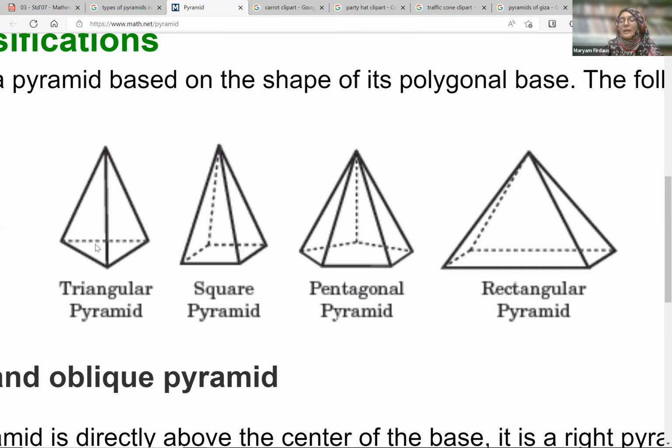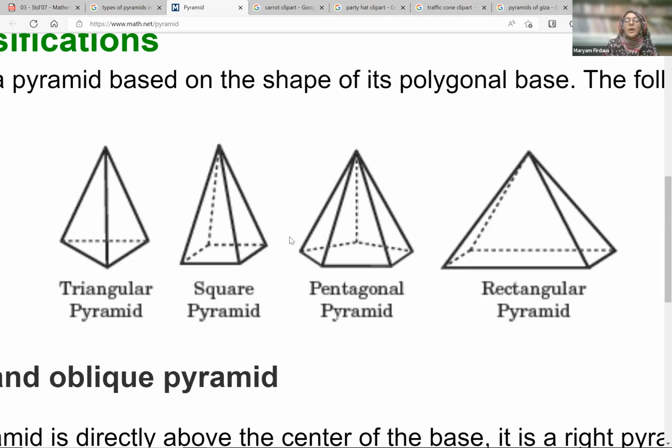A pyramid can have different types of bases. It can have a triangle base, a square base, a rectangular base, a pentagonal base, and so on and so forth. You can have any number of sides on the base, but it will be a pyramid. Do you understand this now? What a pyramid is?